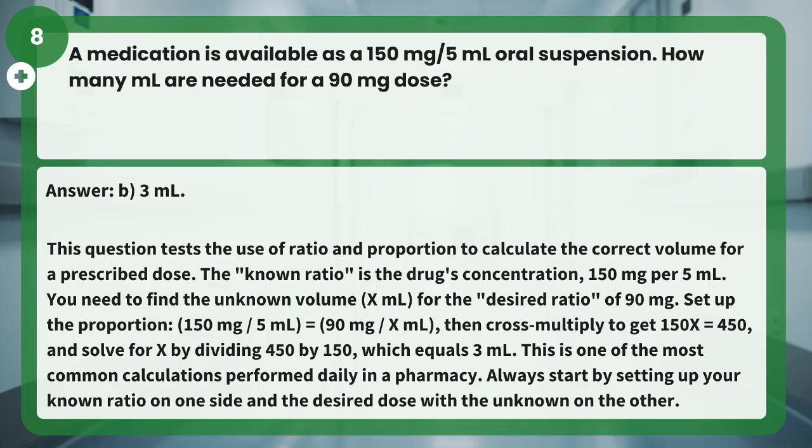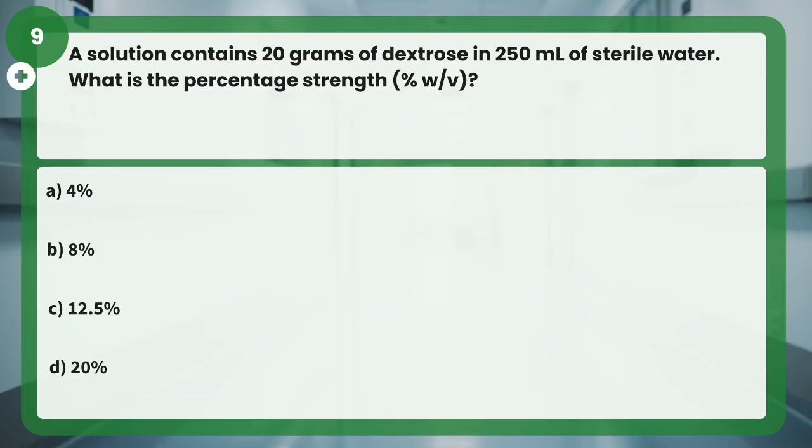This is one of the most common calculations performed daily in a pharmacy. Always start by setting up your known ratio on one side and the desired dose with the unknown on the other. Question 9. A solution contains 20 grams of dextrose in 250 milliliters of sterile water. What is the percentage strength, percent w/v? A. 4%. B. 8%. C. 12.5%. D. 20%.